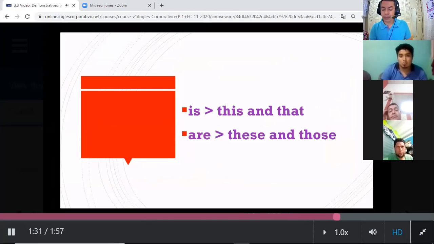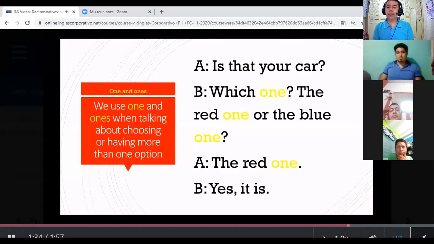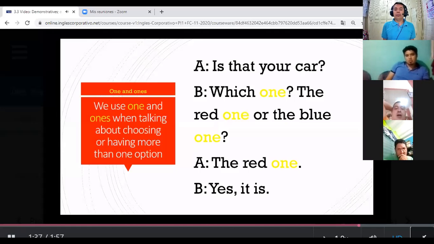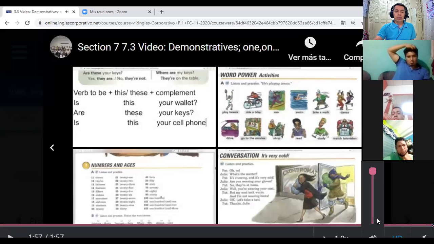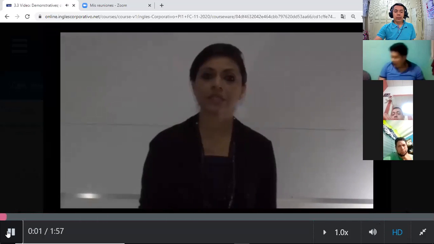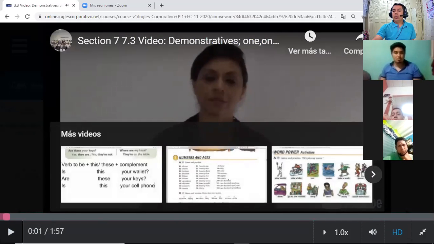In English, we use one or ones very often when talking about choosing or having more than one option. For example, I ask, is that your car? Which one? The red one or the blue one? The red one. Yes, it is. The words one or ones always go at the end of the question and answers, and they replace the noun in question. By the end of this lesson. Okay, do you have questions?